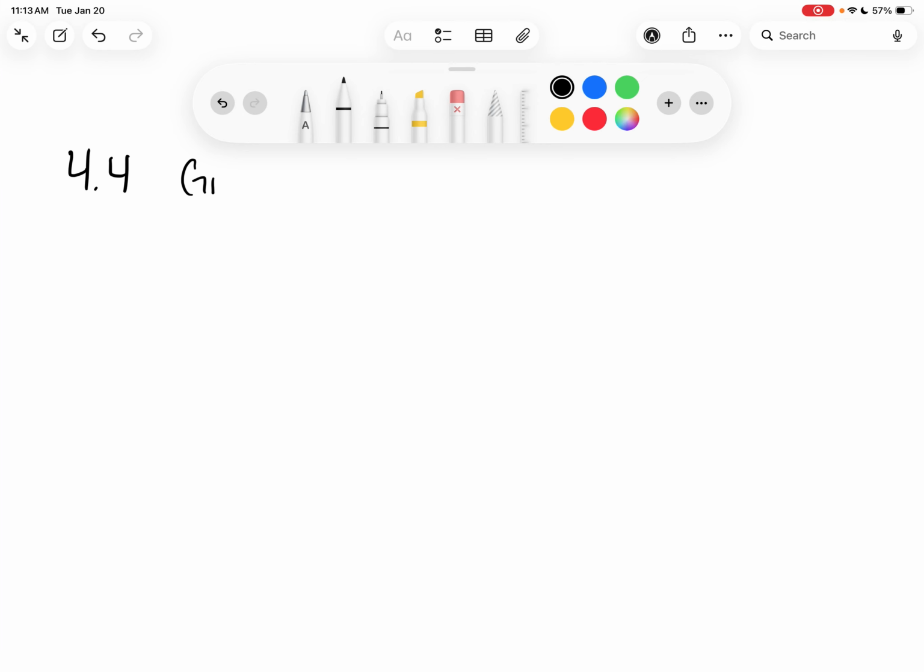4.4, graphs of sine and cosine functions. So pretty much all of this week we're going to be graphing trig functions. And then most likely after that we'll have a quiz on those two, basically 4.4 and 4.5. So it could be Friday, maybe, so just be prepared for that as a possibility. The short week, it may not be, but anyways.